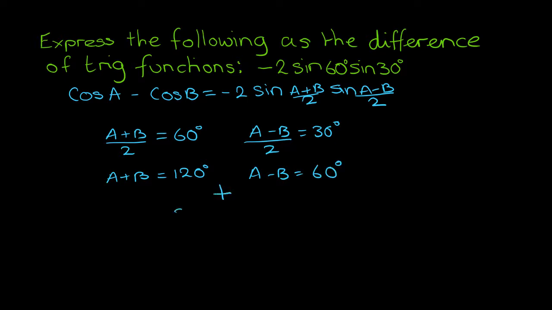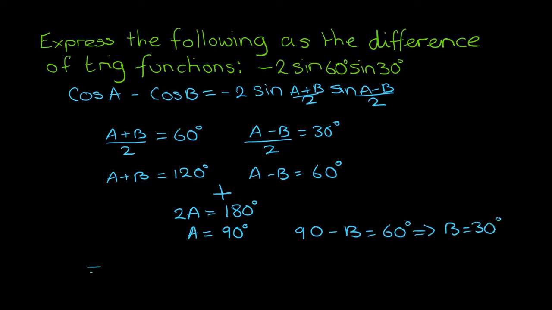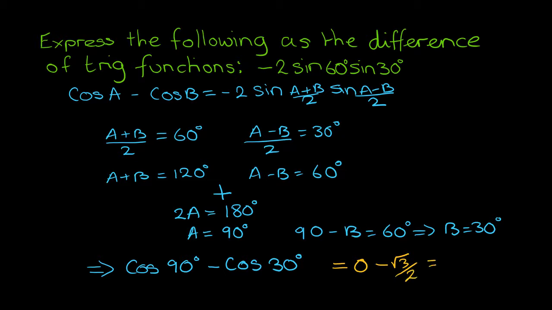Adding those together we get 2A equals 180, so A equals 90, and then substituting that in we find that B equals 30, which gives us cos of 90 degrees minus cos of 30 degrees. Again, we could evaluate that if asked. That would be 0 minus root 3 over 2, which equals minus root 3 over 2. Note the mistake, I've missed the minus sign.